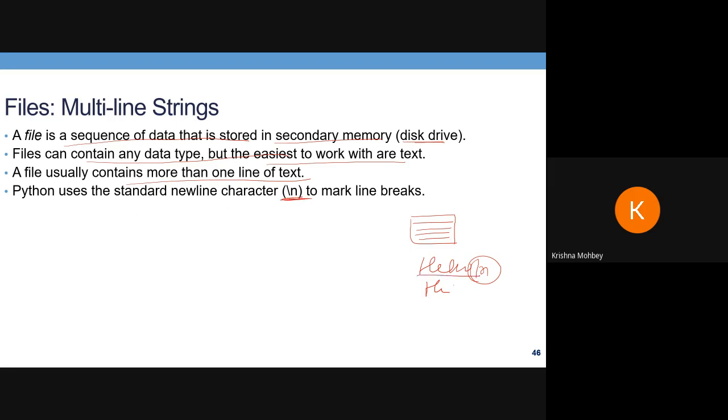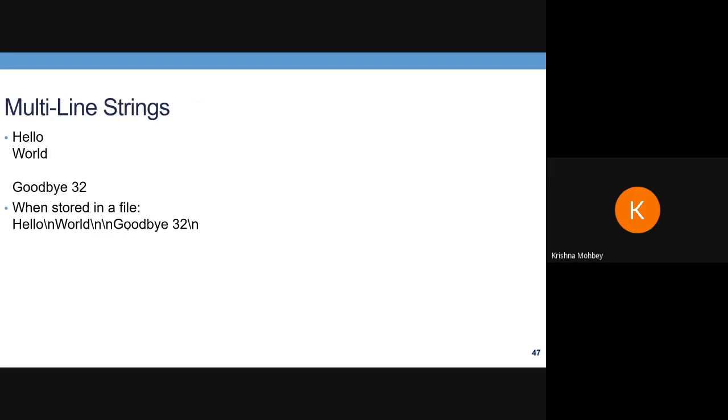So when this hello is stored, after that this \n will be stored, and then continues hi. This \n is saying that the new line is in this place. See the example. If two lines, we have hello and world or goodbye 32. So when we are storing, how do we store hello? Then \n for changing the line, then the next word, then again two lines, one blank line. So for that, two \n we have written, then goodbye 32, then again one new line. Okay, so in the file we will store something like this.